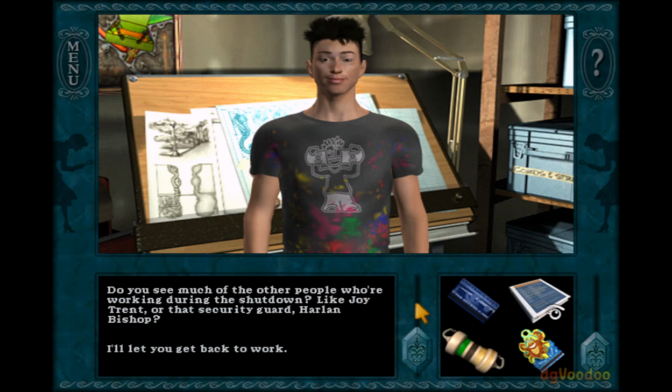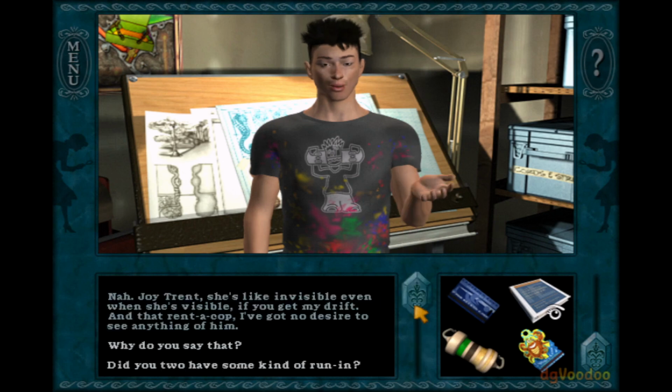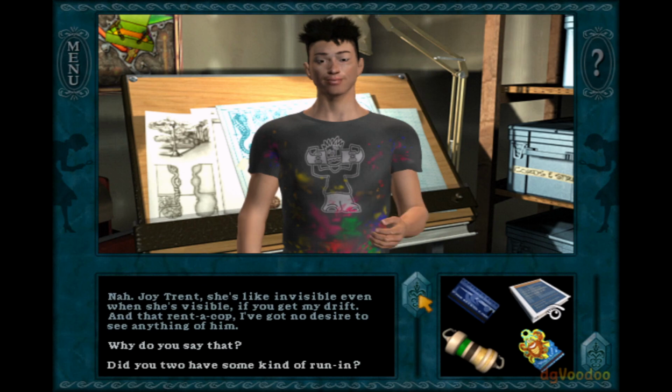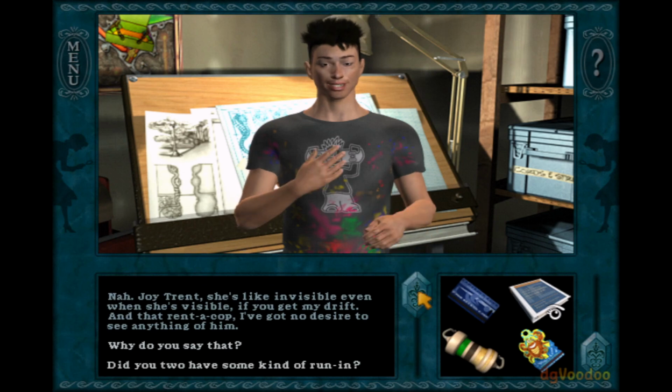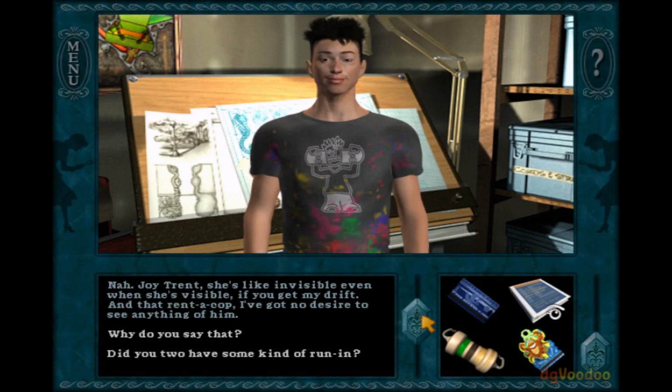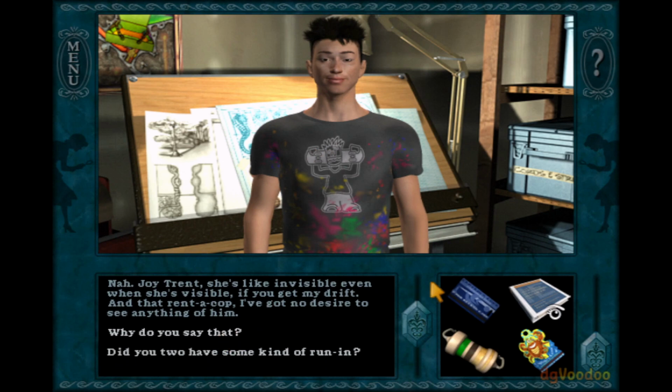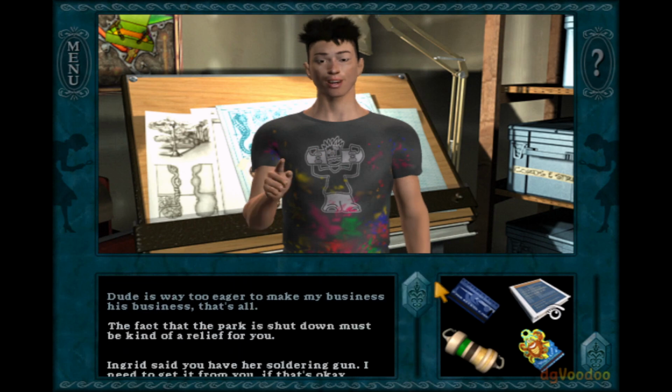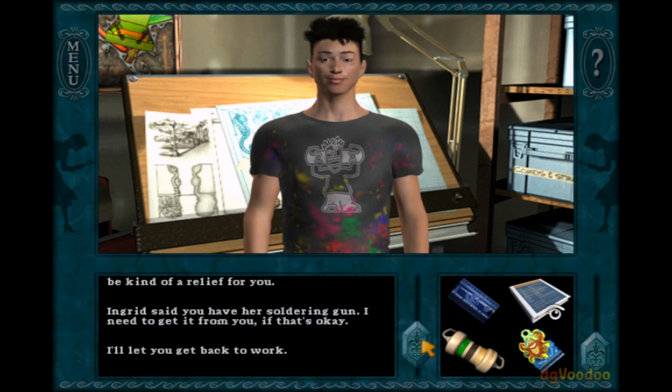Do you see much of the other people who are working during the shutdown? Like Joy Trent or that security guard, Harlan Bishop? Nah. Joy Trent, she's like invisible even when she's visible, if you get my drift. And that rent-a-cop, I've got no desire to see anything of him. Why do you say that? Dude is way too eager to make my business his business, that's all. Okay.